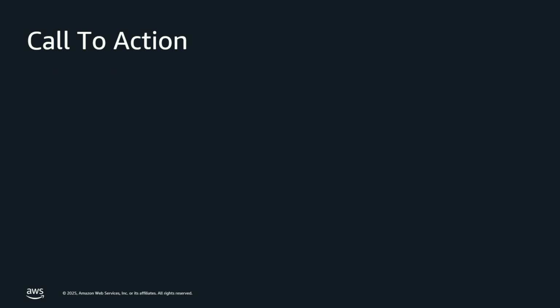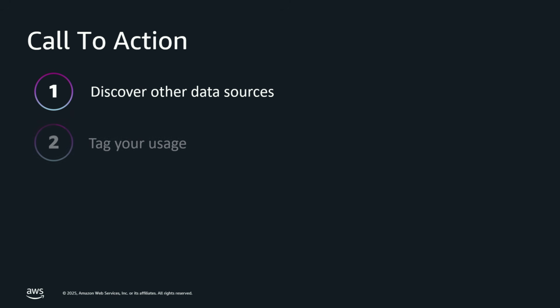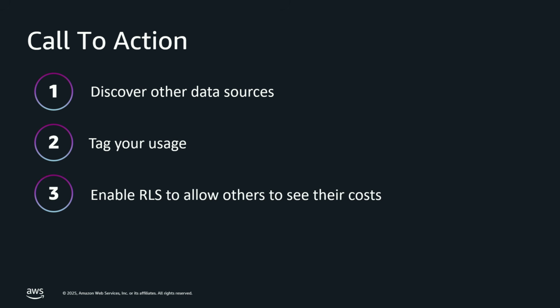We've made it to our calls to action. A couple of things for you guys to take away. Discover other data sources. We showed you VPC flow logs, but there's CloudWatch, there's S3, there's loads of other services that you can plug into Athena and start to connect this data. Tag your usage, like we said, where relevant. I always advise an account organizational structure, but if there are specific use cases for tagging, do enforce those. Enable RLS. Give other people the power of the CUR. Give them the chance to go in and dive into this data as well.